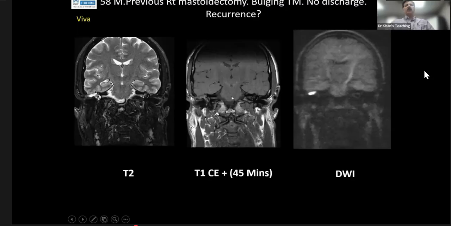So now we are using just T2 and DWI to diagnose cholesteatoma even in regular cases. So the use of MR has become more prevalent. Initially, it was just in post-surgical cases. Now people are using it. We have also used it many times just to diagnose. So this was one case.